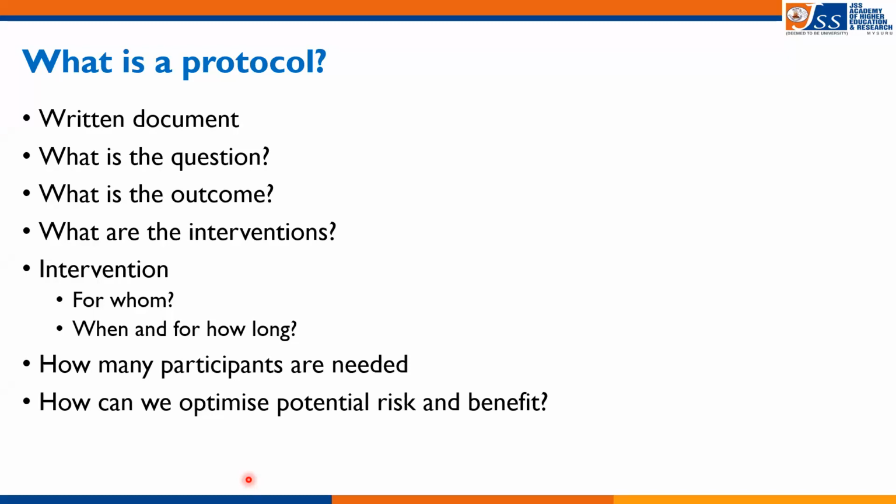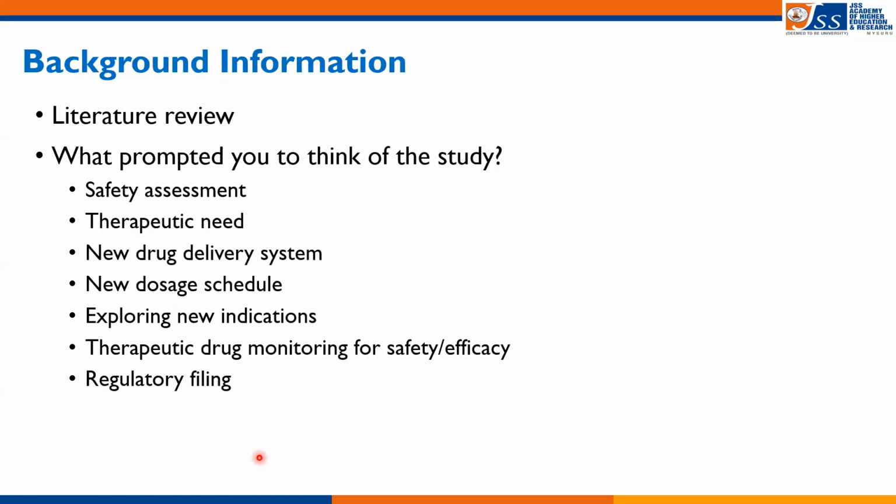In some cases, they will even go for an intervention or administration of a particular activity. If you're doing any intervention, for whom are you going to do it, when, and for how long? And in the protocol, we have to define the number of participants, patients, or subjects who will be enrolled. Say 10 patients, 25 patients, 80 patients. So we have to tell them, and we have to optimize the risk and benefit ratio.